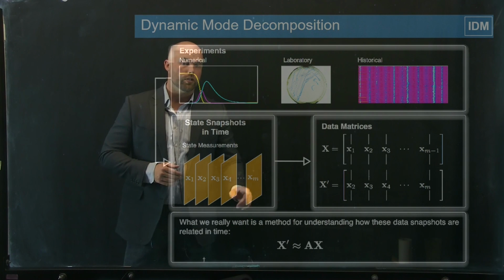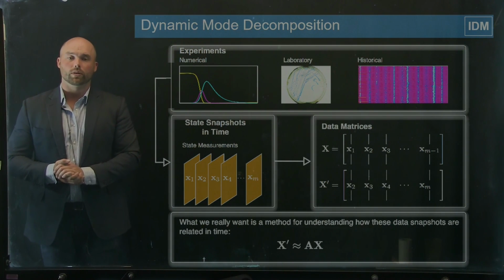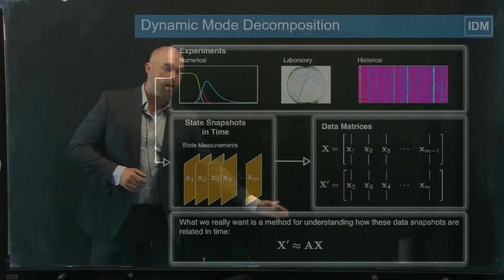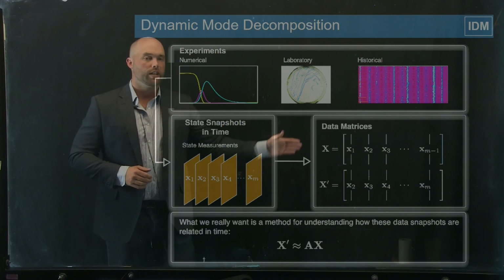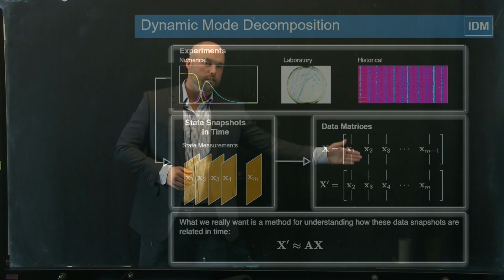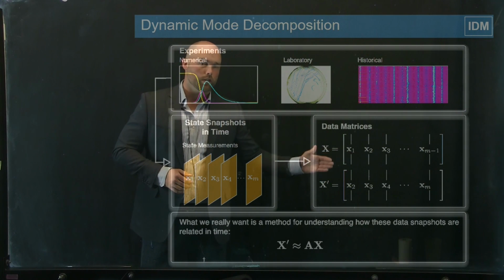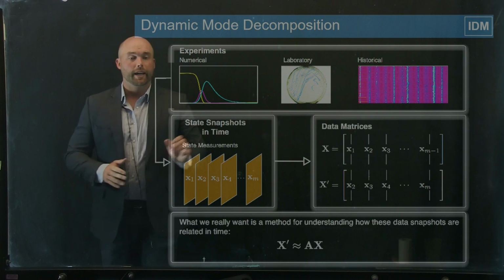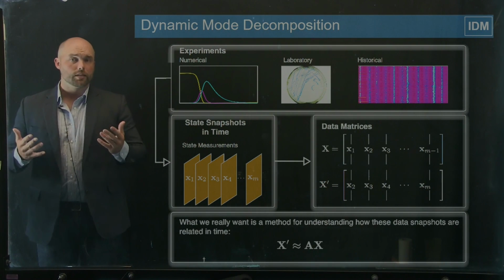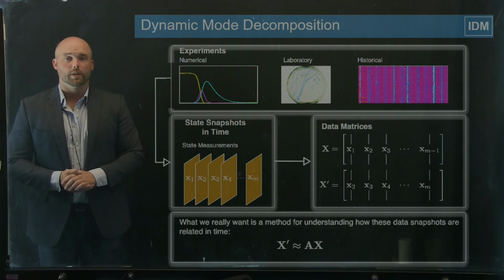And what we really want to do is find a method to understand how these data snapshots are related in time. So we want to find an operator A that takes us from X to X prime. And if you think about that intuitively, what that means is we have an operator that takes us from this column, X1, to X2, and then from X2 to X3. And the characteristics of A tell us something about how this data is evolving, which has been collected from a dynamic process.